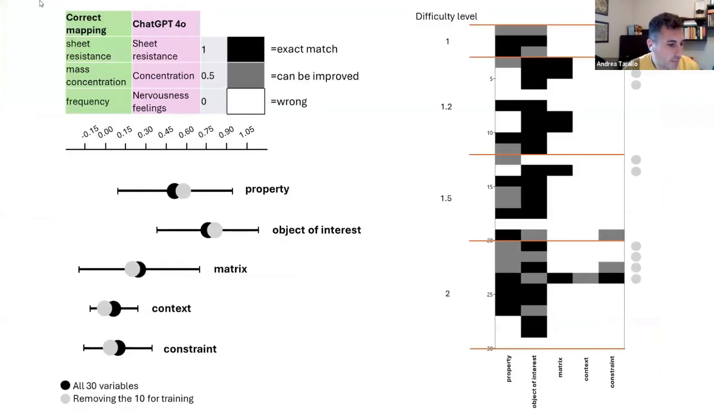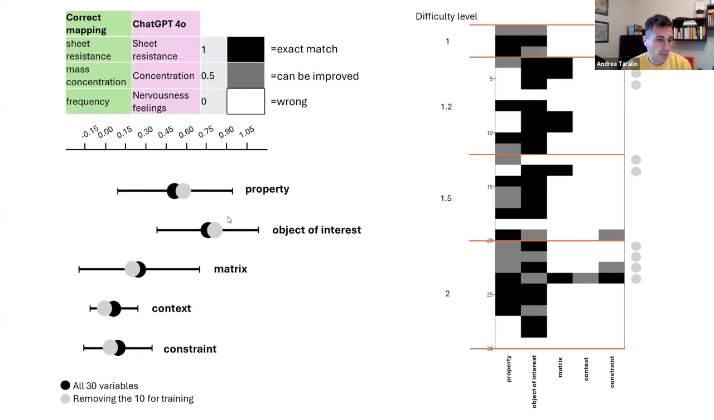Sorry. And here I try to visualize in a simple way the results that we obtained. I scored the variables with a very simple evaluation model. I compared the correct mapping, the agreed model that was provided after the challenge, with the mapping that was made by ChatGPT. And for each of the properties, I assigned 1 point to those that have an exact match, 0.5 if it can be improved, and 0 if the mapping was completely wrong.